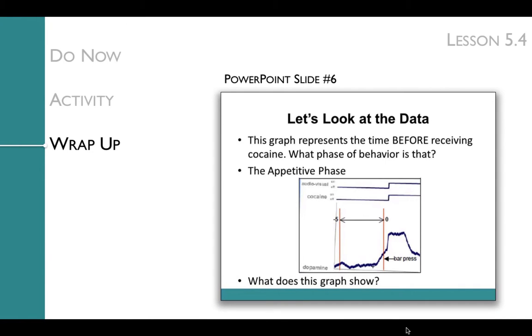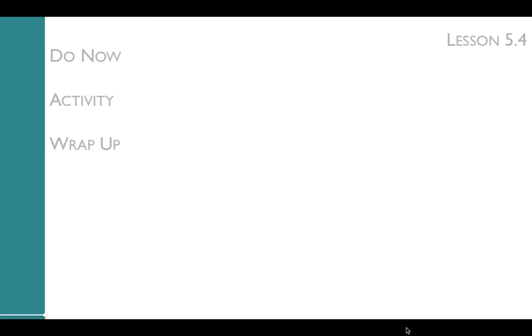Second, the data on slide 6 represents a time before the rat received cocaine, so the seeking phase of addictive behaviors. Since there is a slight increase in dopamine signaling just before the rat presses the bar, this data supports the hypothesis that dopamine signaling is involved in cocaine-seeking behaviors.